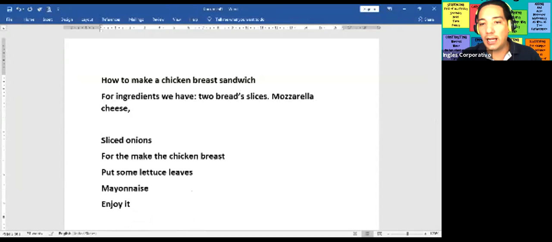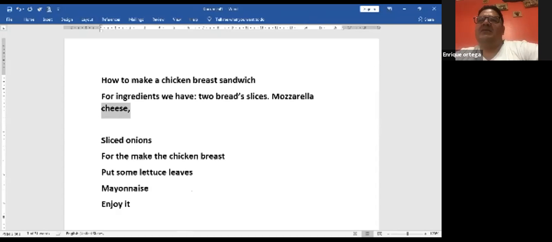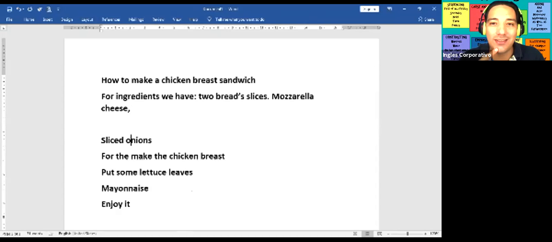Good, let's move on. Mozzarella cheese. ¿De qué es el queso? Recuerden que los adjetivos califican los nombres. El nombre sería queso. ¿De qué es el queso? Mozzarella. Mozzarella cheese. Okay.